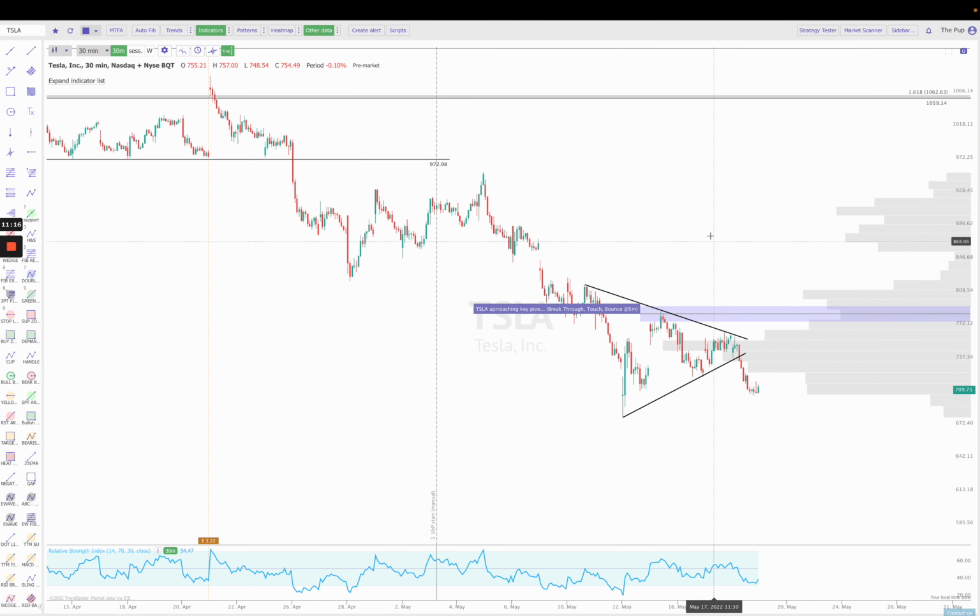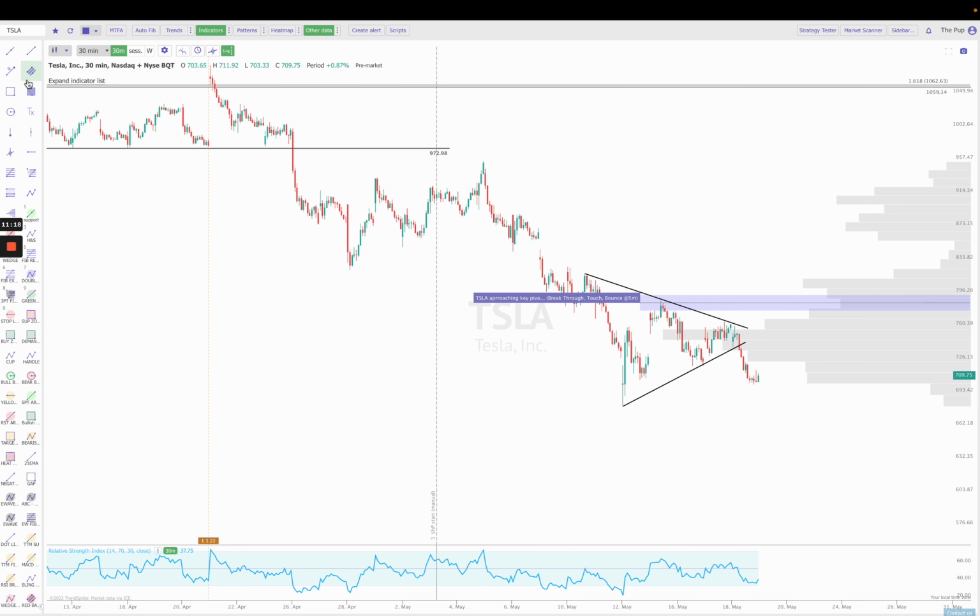And generally, when I see these wedges, look at this bear flag right here. This is all very, very tradable, right? There's your bear flag breakdown right here. Here's a bear pennant breakdown. We can measure the height, the breadth of the triangle, and that would give us a potential price target to the downside of $600.